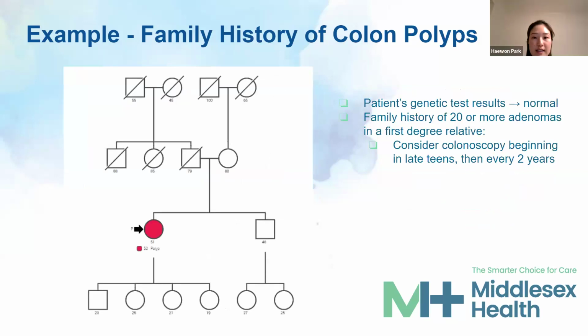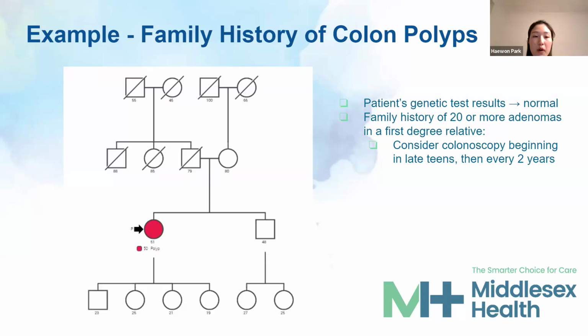And this last example is illustrating a family history of colon polyps. So here we have a patient with a personal history of multiple colon polyps. She's developed 25 adenomatous colon polyps. So she underwent genetic testing and her results came back all normal. And so based on her test results, the exact cause of why she's developed so many adenomas is still unknown.